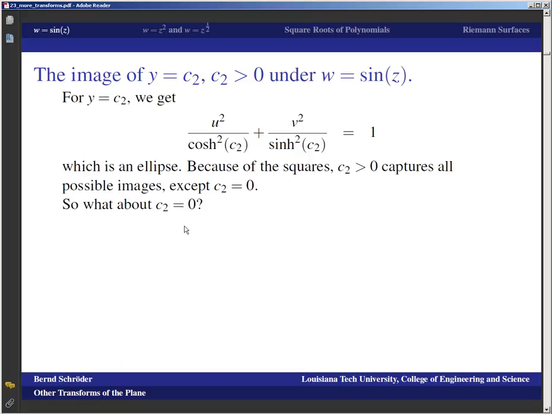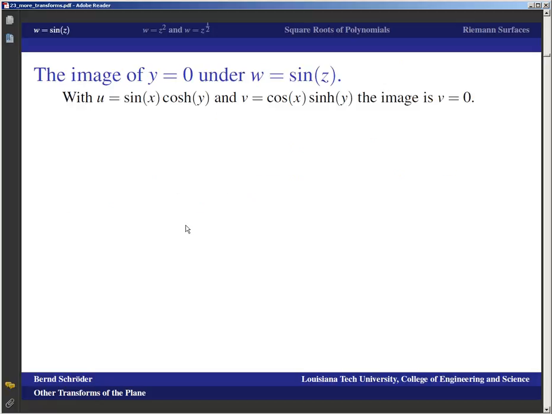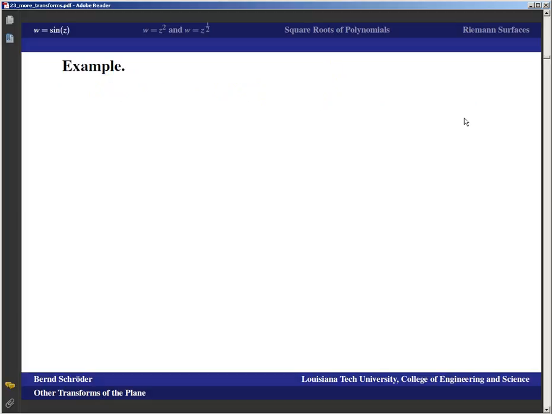And then again, we have to ask what happens for C2 equals 0. For C2 equals 0, we've got the line y equals 0. And when y is equal to 0, then v is equal to 0, and sine times cos sweeps out everything. So the image would be v equals 0. It would be the horizontal axis, the real axis.